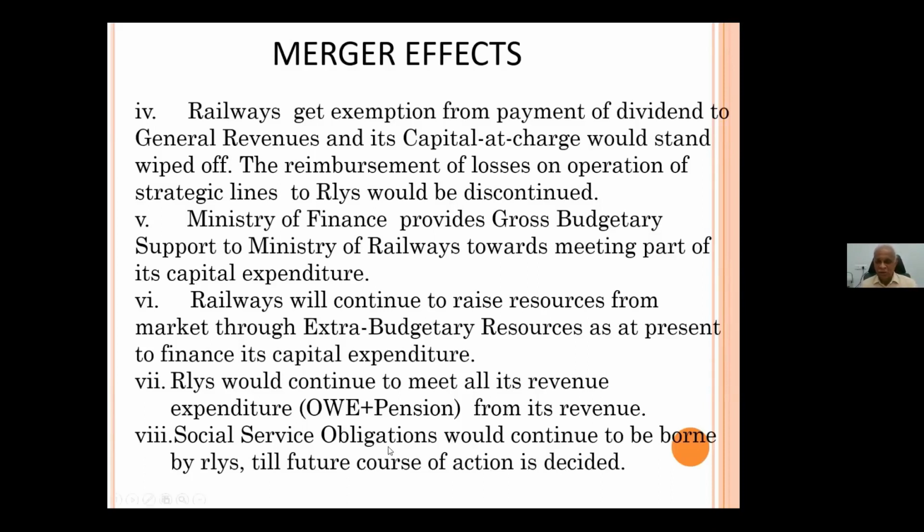Then social service obligations, that means social service obligation to give some leverage to economically weaker sections. Certain concessions are given. Certain commodities we carry at a lower rate than our cost. So that will continue.